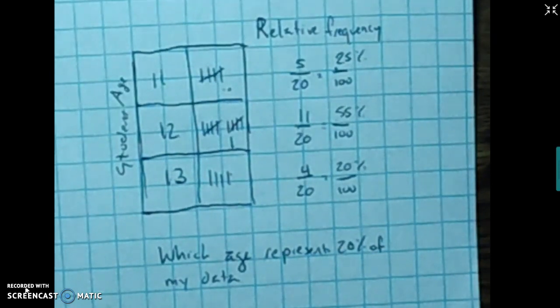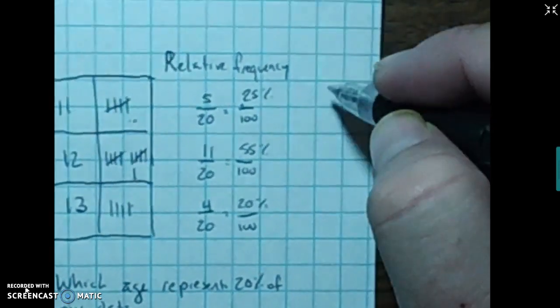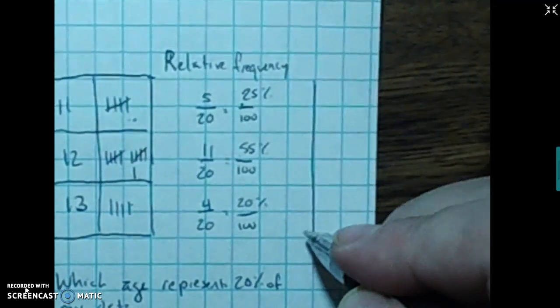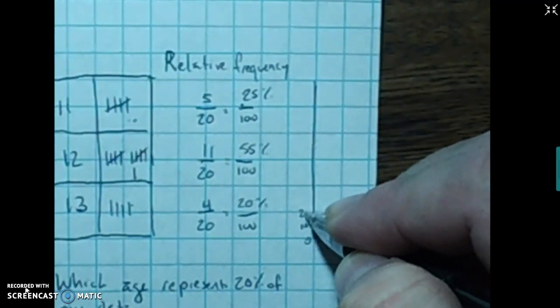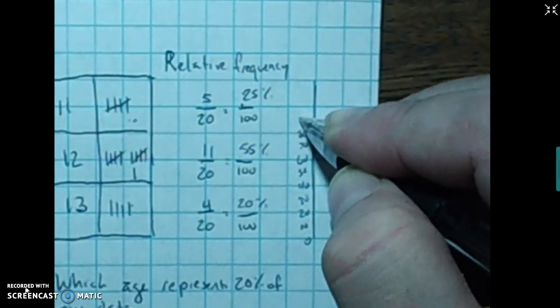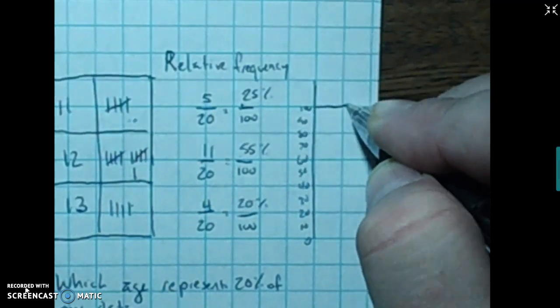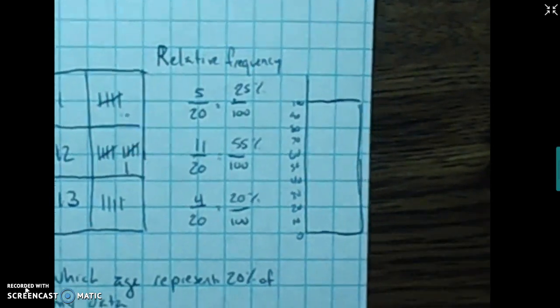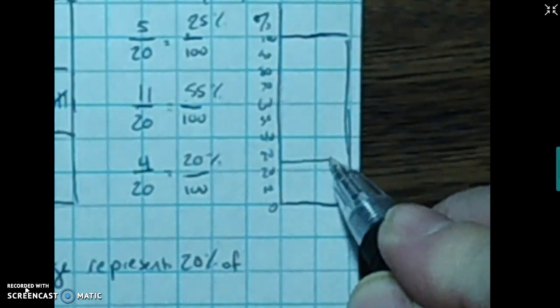Okay, pay attention. Because this is a little strange, but you are going to see a graph that looks like this. 0, 10, 20, 30, up through 100. This is a percent stat graph. It's kind of strange, but here's how it works. My 11-year-olds are what percent of my data? 25. So I'm going to find 25%, and I'm going to do 11-year-olds. Does that make sense?